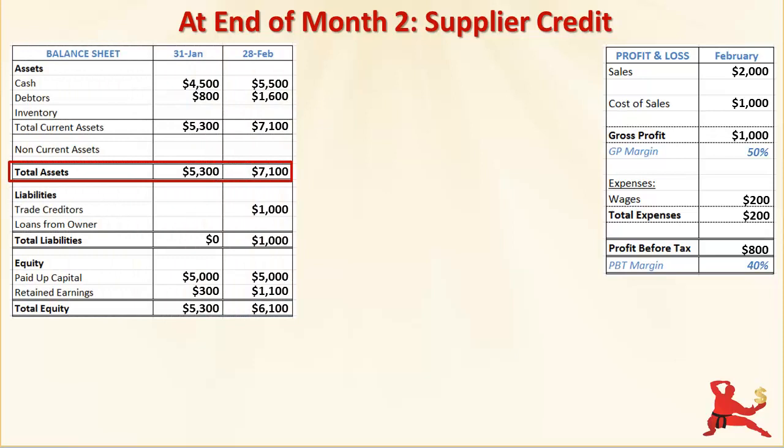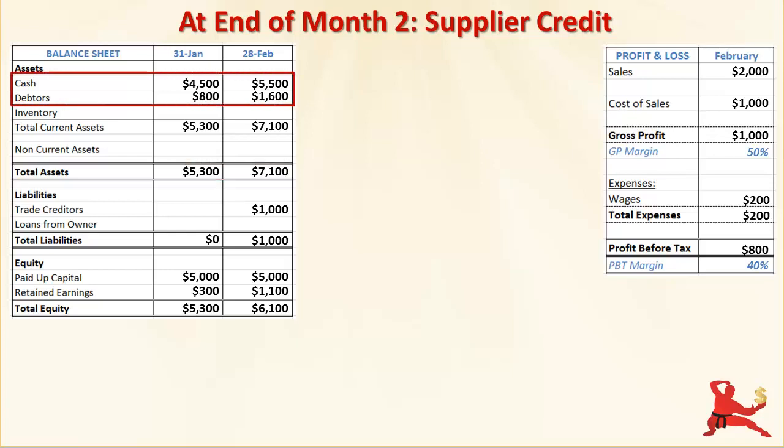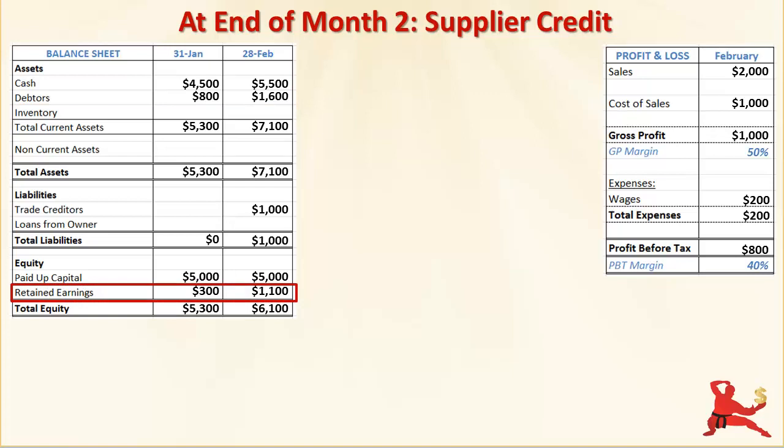Your balance sheet now shows total assets of $7,100. That's a $1,800 increase since the 31st of January. That increase is made up of a $1,000 increase in cash and an $800 increase in debtors. This business expansion has been funded by using your own money, the $800 profit, which increased retained earnings to $1,100, and from using other people's money, that's the trade creditors of $1,000.